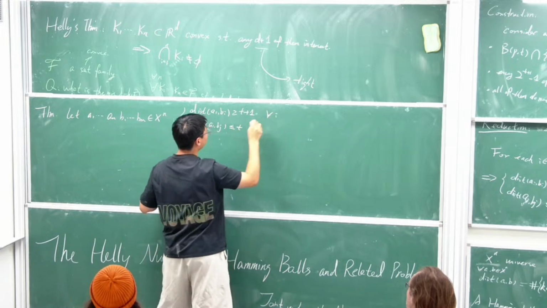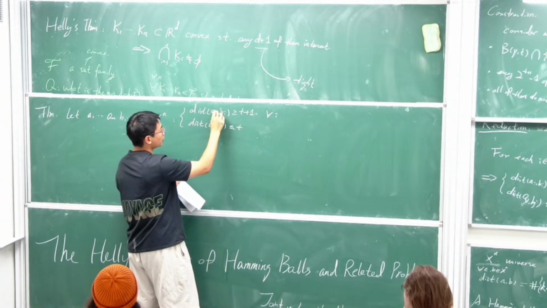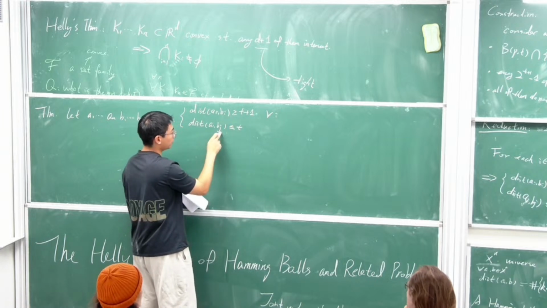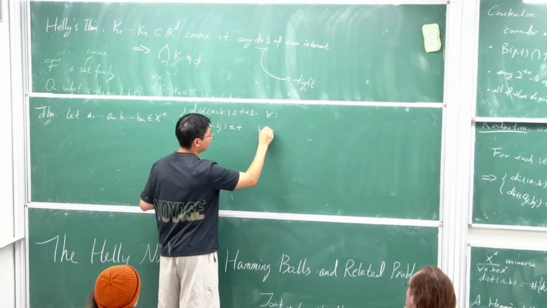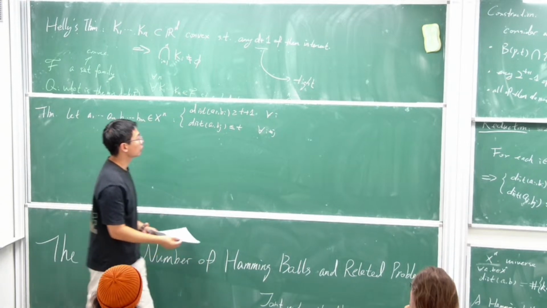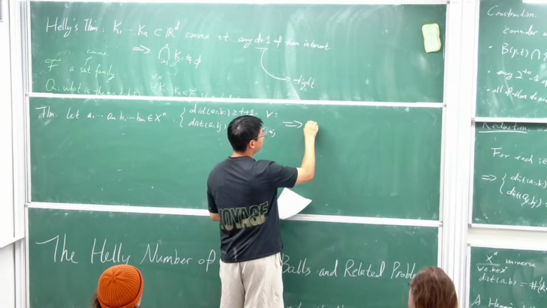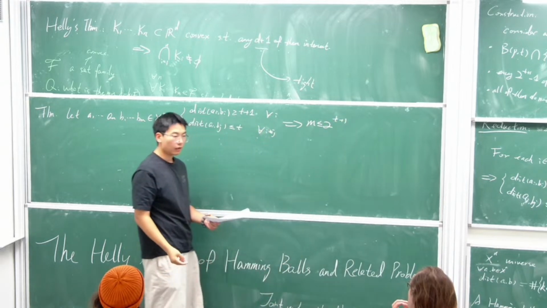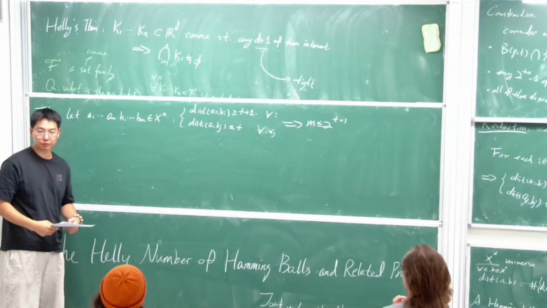This is between AI and BI, the same coordinate. Then the distance is at least t plus 1 between AI and BJ, the distinct coordinate. Then the distance is at most t. And the conclusion is that m is smaller than or equal to 2 to the t plus 1. This is what we really proved.